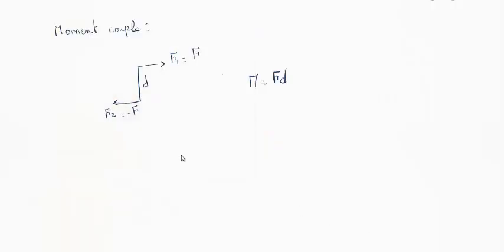Now next, we will talk about moment couples. So let's say we have the same force, F1 which equals F, and F2 which equals minus F, so same magnitude, just opposite direction, and we have a distance d between the two of them. The moment from the force couple is F times d, just the magnitude. This is the moment of a force couple.